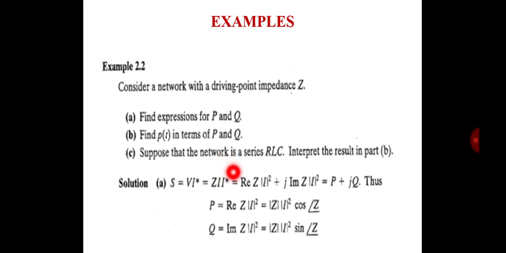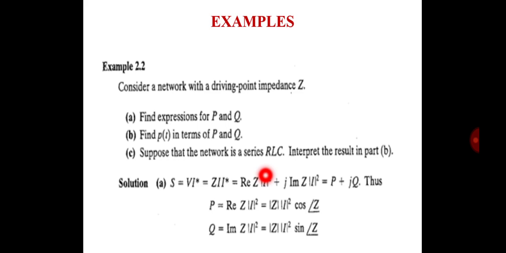We have this equation. Now we find S is equal to V I conjugate, and here Z is given. So we write V in terms of I: I Z into I conjugate. So the equation becomes Re(Z) I square plus j Im(Z) I square.